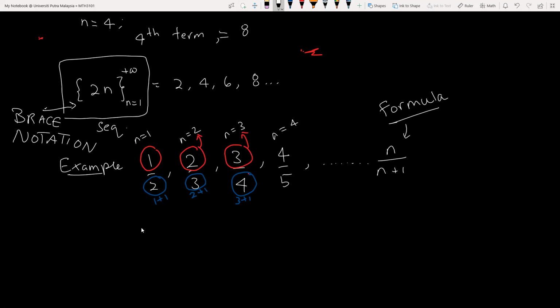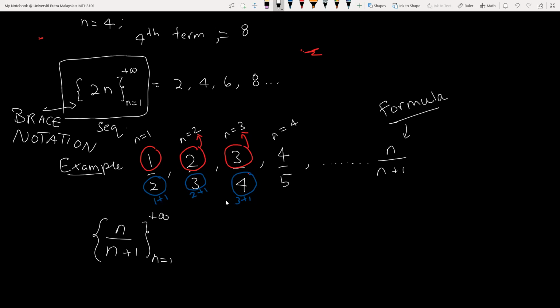The same thing as you did for summation notation, where I goes from 1 until I equals n. This is almost the same thing, but because this is a sequence, you can say that this sequence is n over n plus 1, going from 1 to positive infinity.